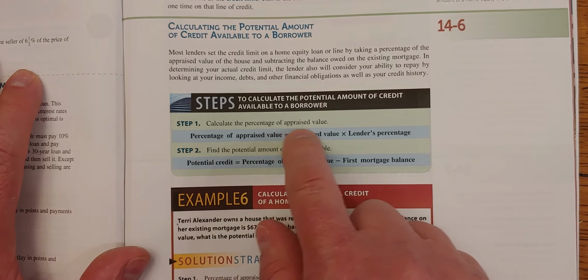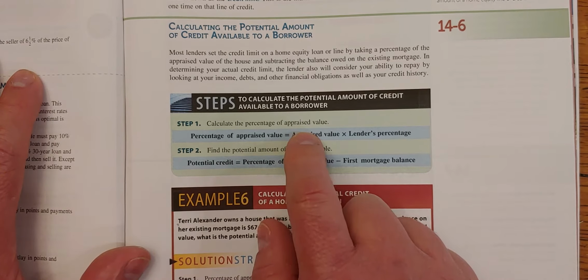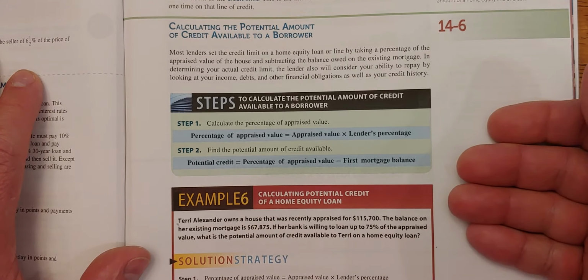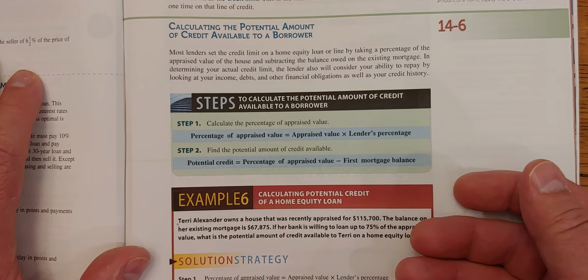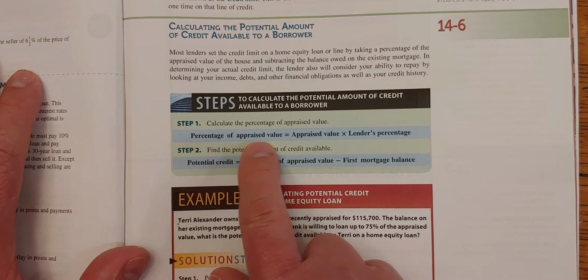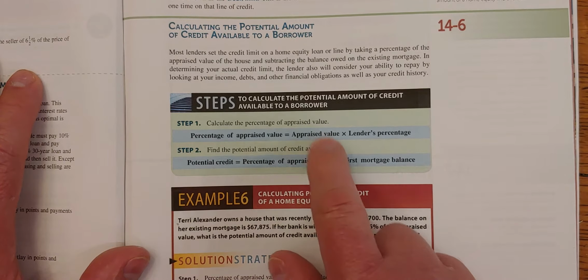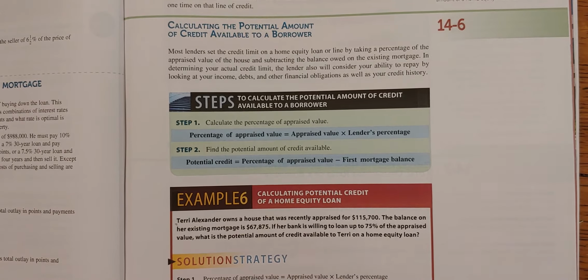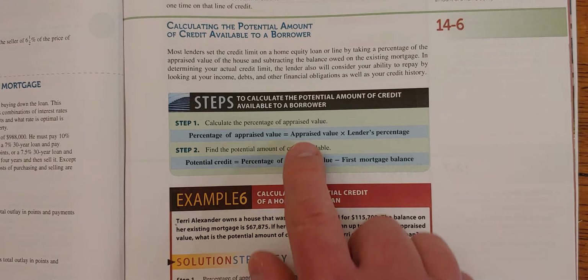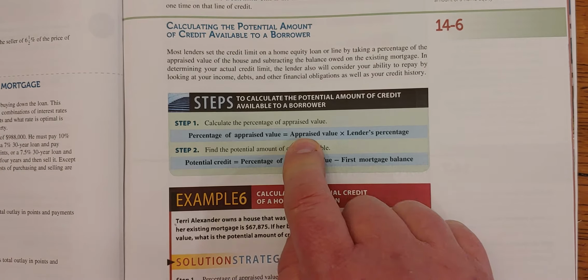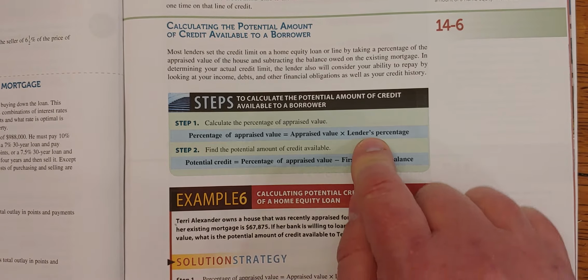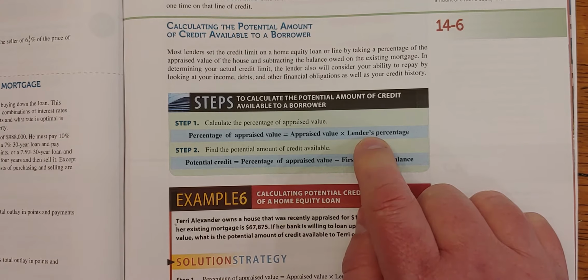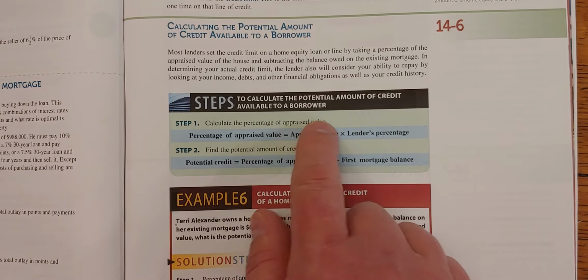So we're going to calculate the percentage of the appraisal value. The bank is going to give you a certain percentage. They're going to lend you a certain amount, what they're comfortable with. The percentage of the appraised value that they will lend you is whatever the appraised value is times what the lender is willing to lend to you. So for instance, if your appraised value is $200,000 and the bank is willing to give you 80% of that appraised value, then they'll lend you up to $160,000 of that $200,000 value.